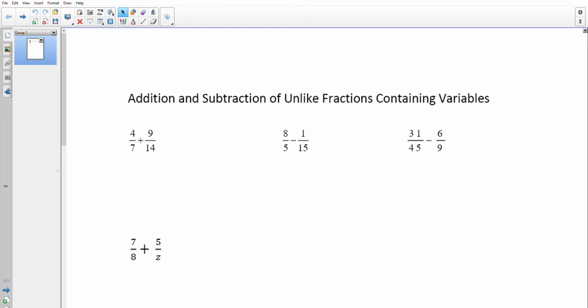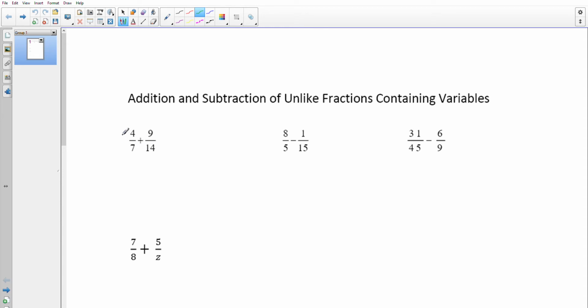In this video, I will add unlike fractions that contain variables. So first, let's start with some numerical fractions. 4/7 plus 9/14. These are unlike fractions because they have different denominators. So we need to rewrite these as fractions that have common denominators. So if I just look at the denominators, they have to match.